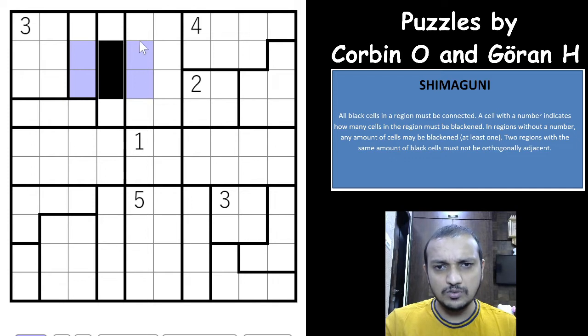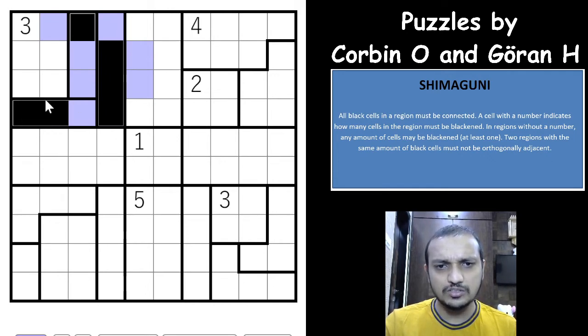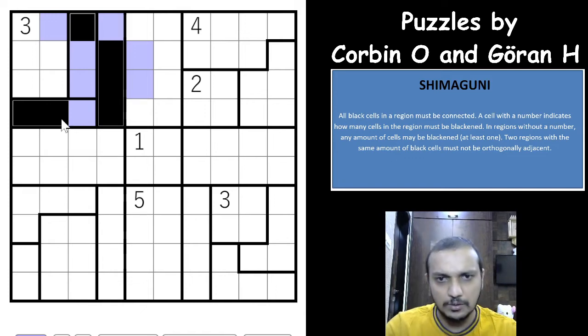So both of these will be unshaded, and now at least one of these cells would have to be shaded in a region. So this is a shaded cell, and we know that this region is having 3 shaded cells, so this is shaded, and this cell is having 2 shaded cells, because one of the regions will have 1 shaded cell and the other region will have 2 shaded cells.